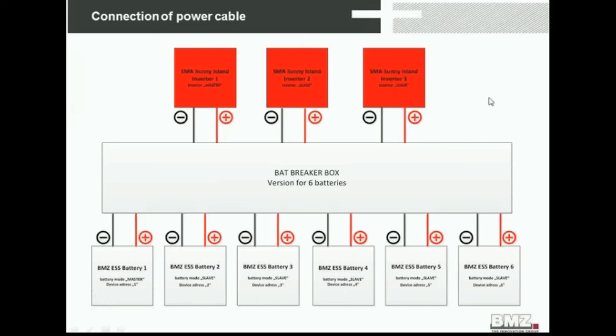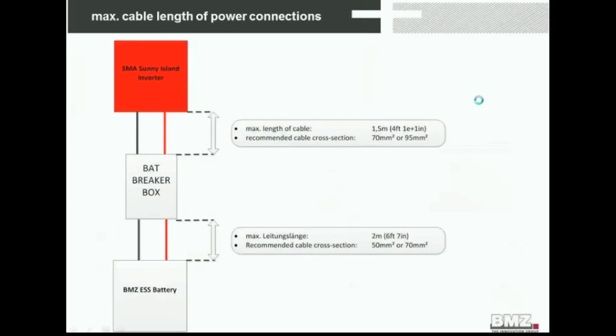So, next important for you, and I name it directly now because it's important for us and important for you, to give you the best technical support and enable us all to guarantee the longest lifetime. Very important, the maximum length of the power connections between the battery and the bat breaker box. Please, no longer than 2 meters. The recommended cable cross-section is 50 or 70 millimeters square. Never, never, ever make these cables longer.